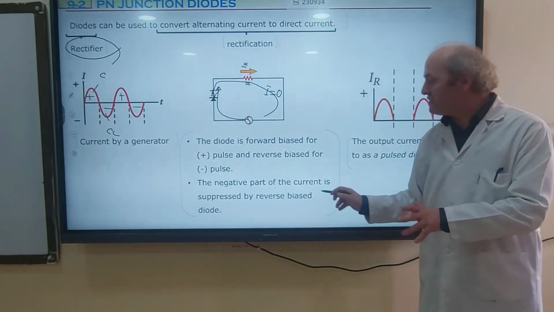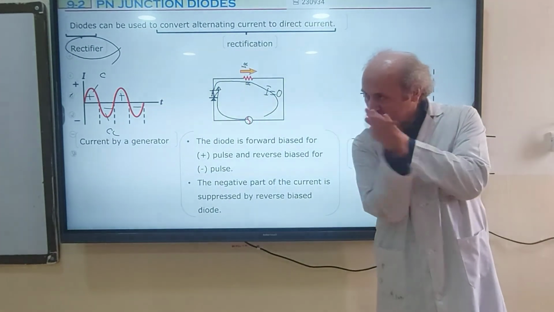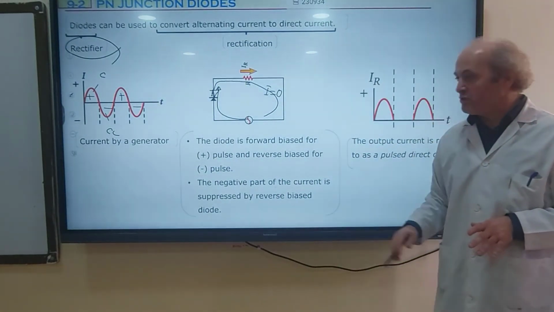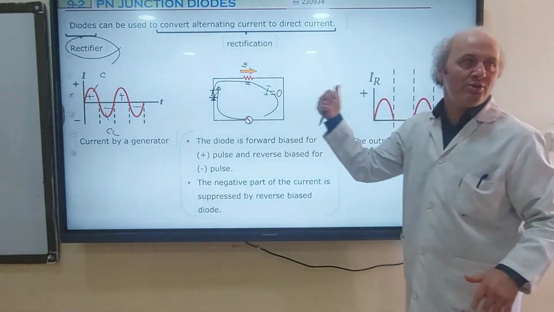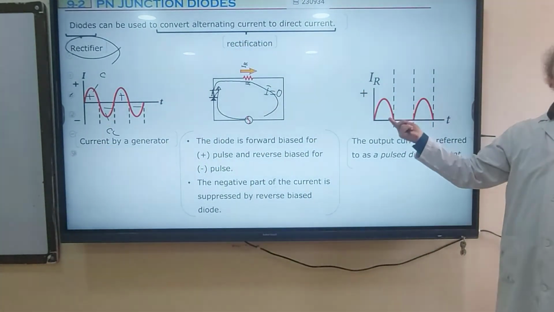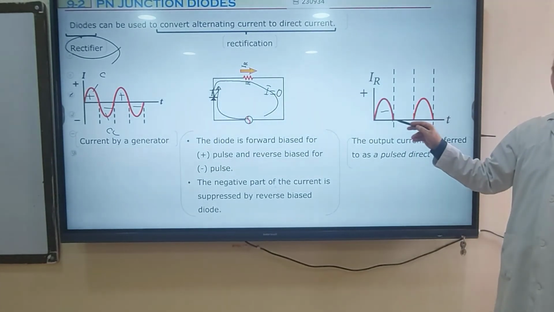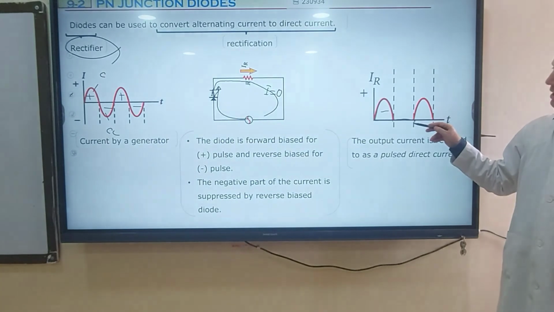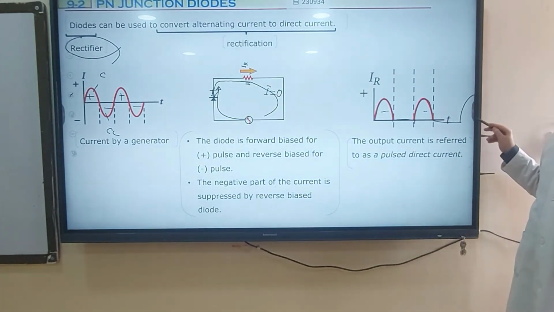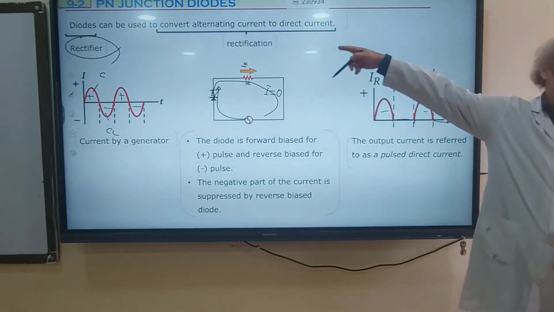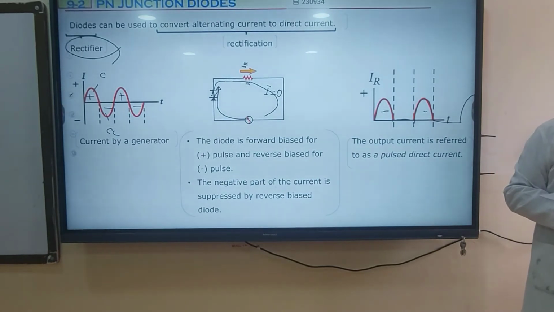The negative part of the current is suppressed, that is, cropped. You know what cropping is? Cut. Suppressed by the reverse biased diode. Then this AC will change to a DC on the resistor. Only positive, because negative is cropped, 0. This process is called rectification. We converted AC to one directional current.